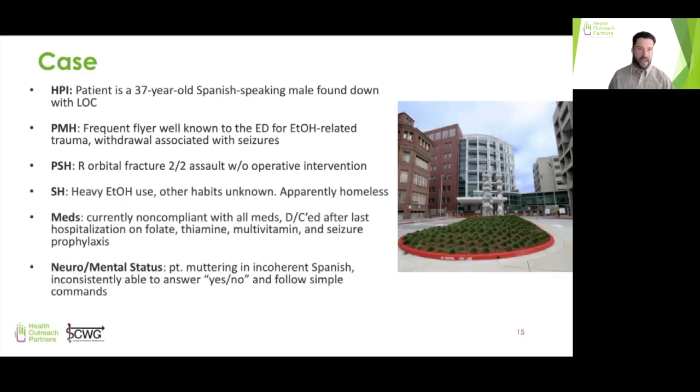Social history, heavy alcohol use, other habits are unknown, but he is apparently homeless. He's non-compliant with all medications. He was discharged last time on certain medications, but is not thought to be taking them. And in terms of his mental status, he seemed to be muttering in incoherent Spanish and inconsistently able to answer yes or no or follow simple commands. So take a second now and think about what are some of these terms that are used or the ways that he's being referred to.